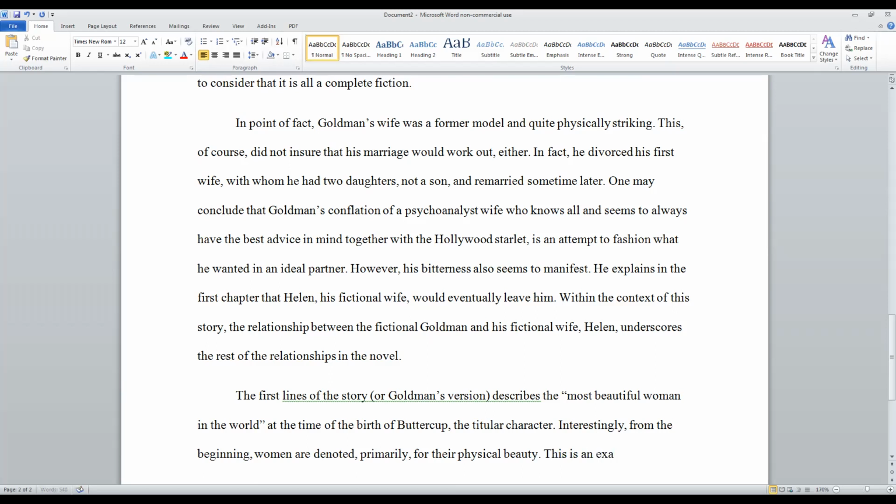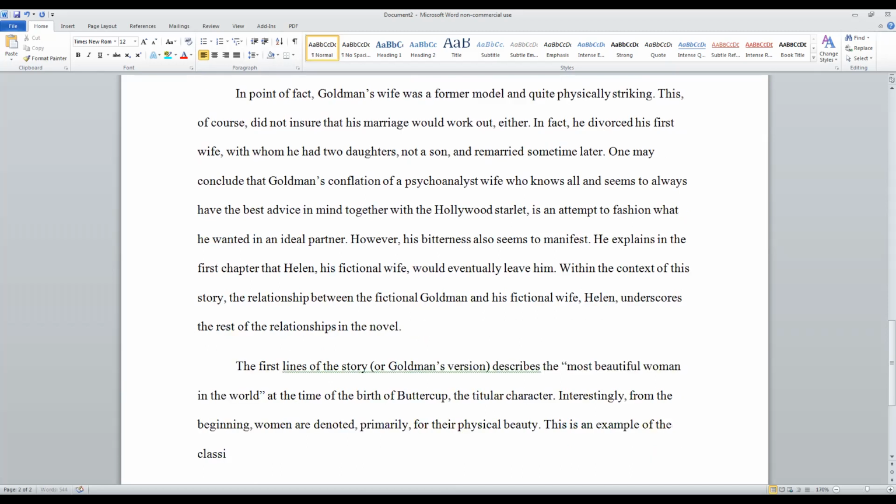This is an example of the classic theory of the male gaze, termed by, I can't remember who termed that. I think it was Pauline Kael. I'm going to put italics on that. Who created the term male gaze?